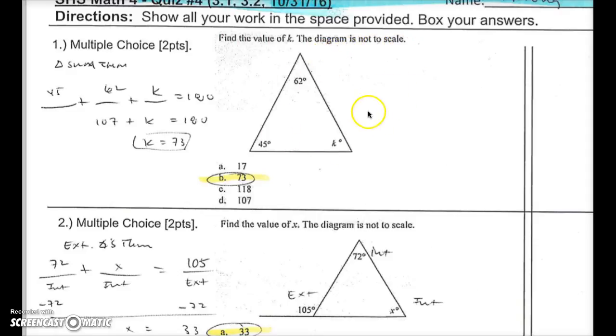So here I have a triangle and I notice the numbers here. They're inside the triangle and it has a little 0 there. That's degrees, so that would be 62 degrees. This one is 45 degrees and this one is k. So we need to find the value of k.